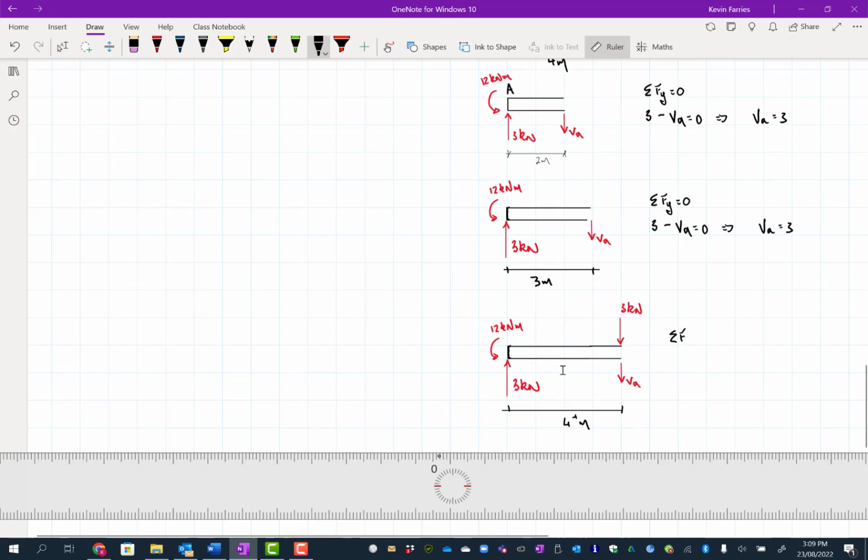Well, we'd have the sum, Fy = 0 still. Then we'd have this up 3, so plus 3. And then we'd have a minus 3. Then we'd have a minus VA, all equals 0. And so what is VA? Well, VA is just equal to 0 kilonewtons. Each of these should be in kilonewtons. Shear force is in kilonewtons.